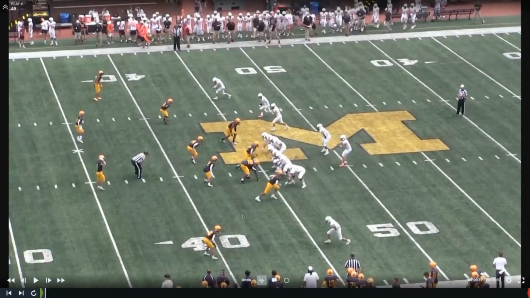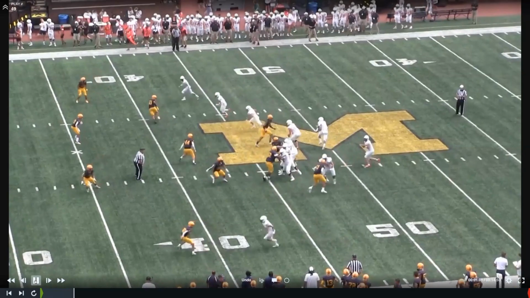All right, now this is going to look like a fade route to the bottom of the screen, and it is, but what I want you to notice is the camera guy that is much too close to the sideline, and watch what our deep wing has to do to officiate this play.